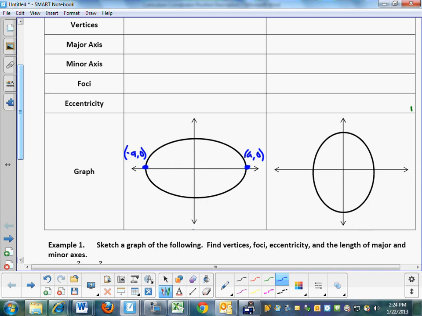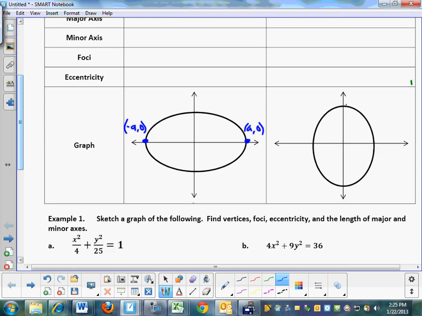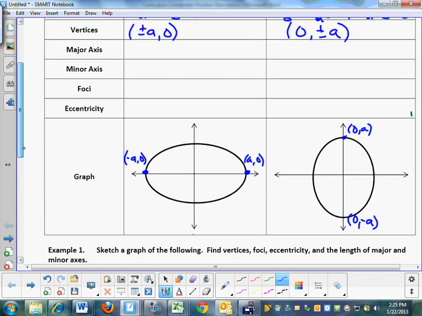So if you were actually to list those coordinates for the vertices, you would say plus or minus a, 0, and for here, it's actually 0 and plus or minus a, because you can see that it's stretched vertically. We would say that that is 0, a, and this is 0, negative a. So they're almost the same. They just switch values in terms of x and y. Any questions about the vertices?